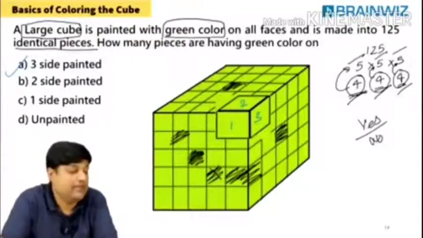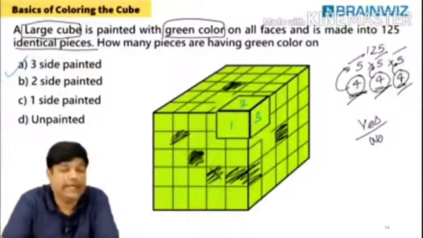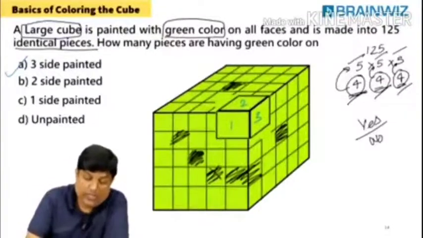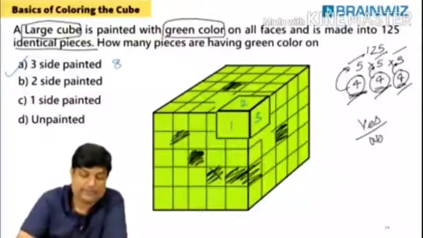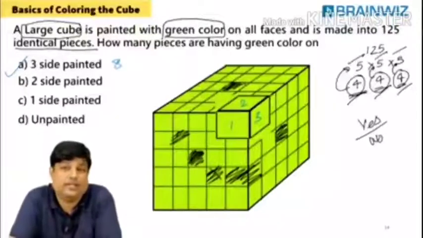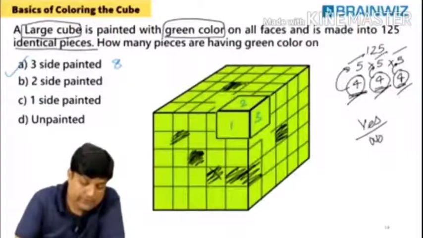Are you understanding everybody? Say yes or no. How many corners are there? 8 corners. I am zooming it for you, so the answer is 8. What's the answer? 8. There are 8 corners. Are you understanding everybody? How many corners are there? 8 corners are there. The first question answer is 8.